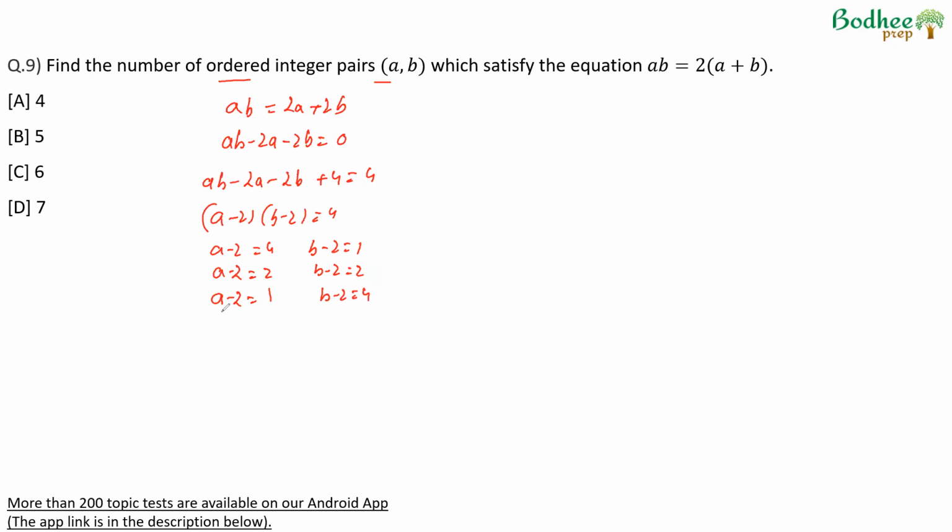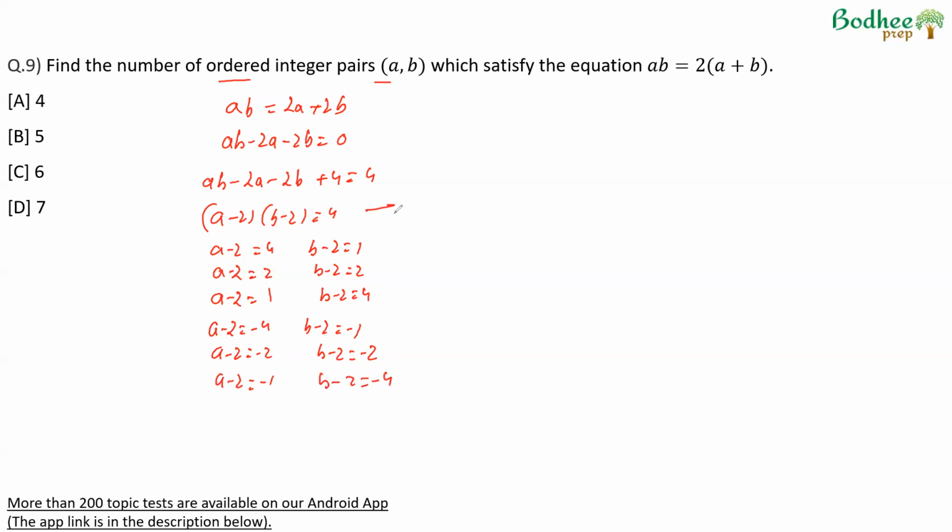They are integers, so they can also be negative. A minus 2 can be written as minus 4, and B minus 2 can be written as minus 1. A minus 2 can be written as minus 2, and B minus 2 can be written as minus 2. Integers, ordered integers. A minus 2 can be written as minus 1, and B minus 2 can be written as minus 4.